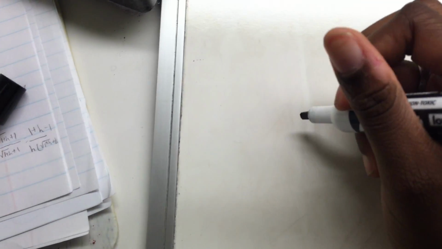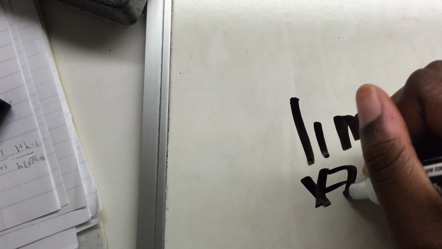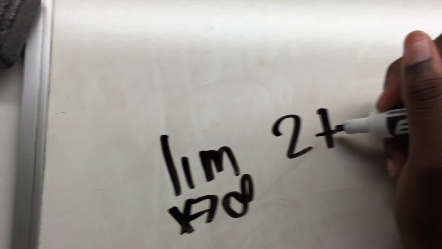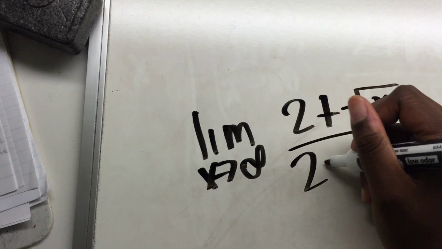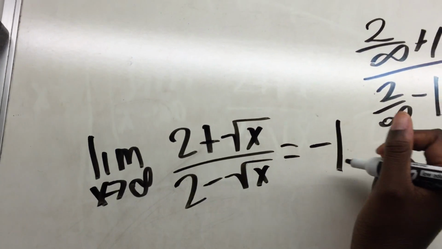So the final answer would be written like this. The limit as x approaches infinity of 2 plus the square root of x over 2 minus the square root of x is equal to negative 1.